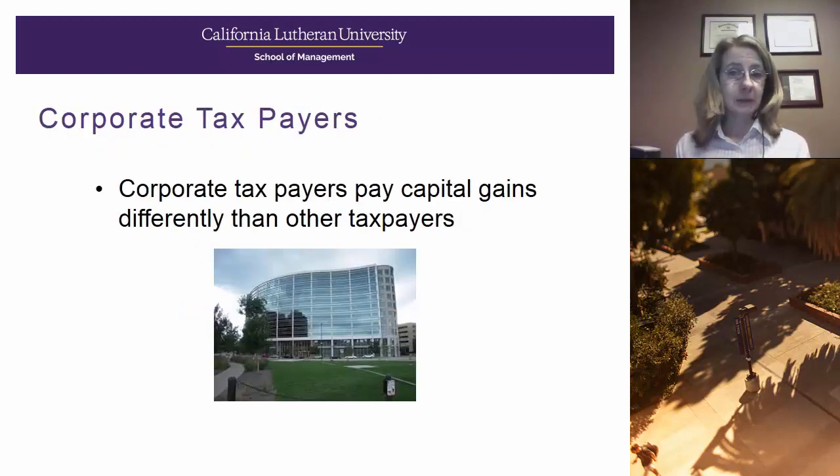Again, corporate taxpayers, C corporation taxpayers are taxed differently with respect to capital gains. So basically there is no preferential tax rate for the gain, and you are not allowed to offset any losses against other income. So the corporate taxpayer has a little bit different treatment for capital gains.